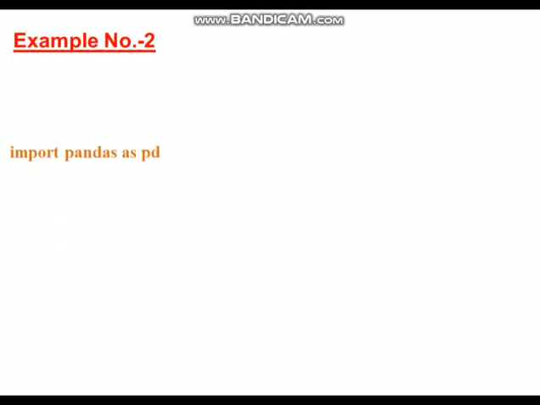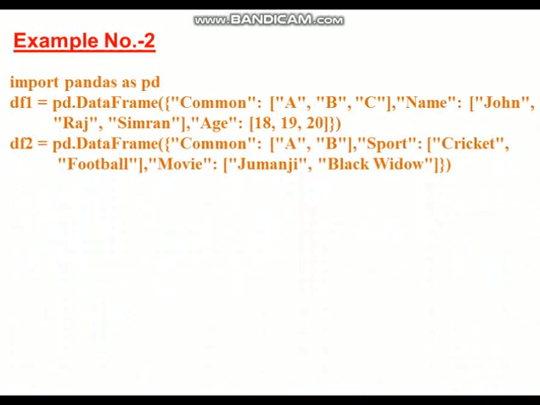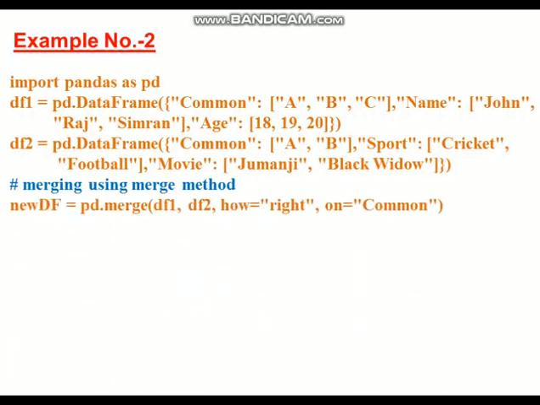Now example number 2. Once again, import pandas as pd as the first row or first quote. Then two data frames are created here, with values as you saw, and I am merging them in the fifth statement, where new df as the variable name is equal to pd.merge within brackets df1, df2, how equal to right.